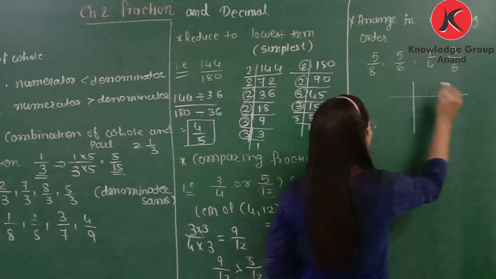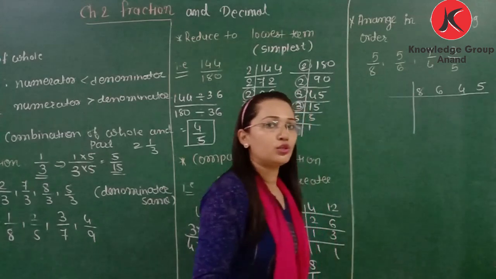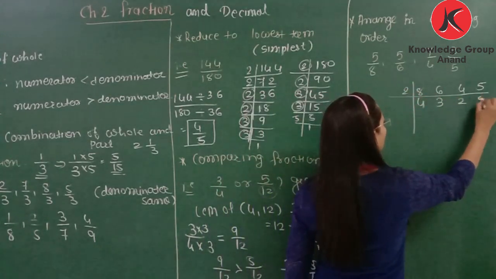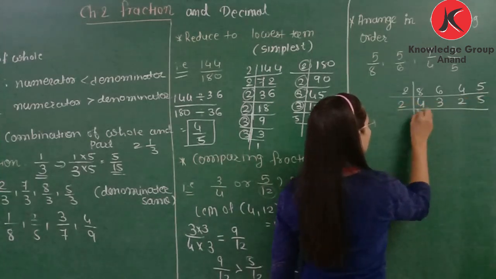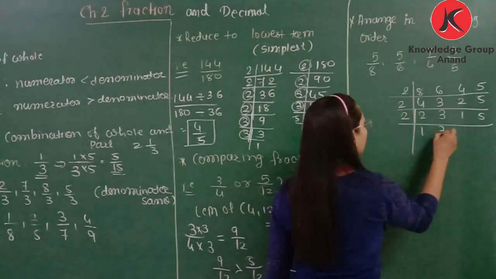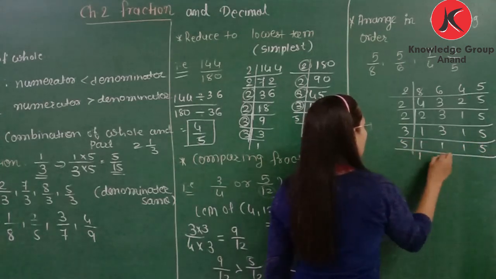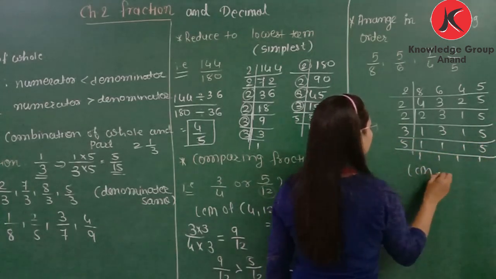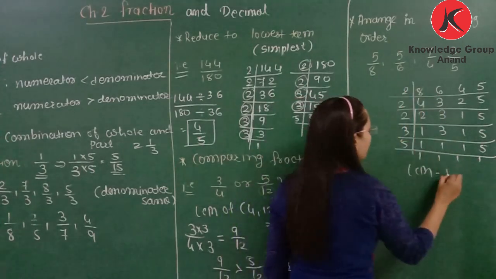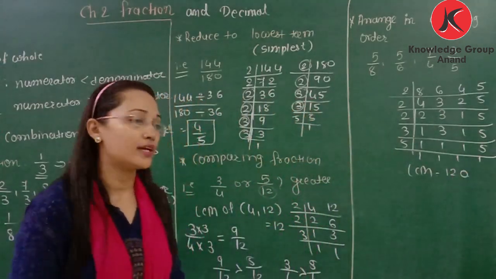So let's find the LCM of 8, 6, 4 and 5. Now here you need to start with 2. 2 4s are 8, 2 3s are 6, 2 2s are 4, 5 as it is. Now again with 2, so 2, 3, 1, 5. Now again with 2. Now start with 3 and last 5. So LCM is 5 3s are 15, 2s are 30, 30 2s are 60, 60 2s are 120. So LCM is 120. It means you need to make the denominator of each fraction 120.